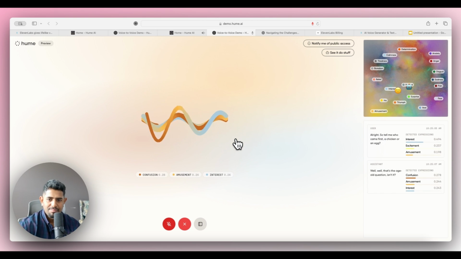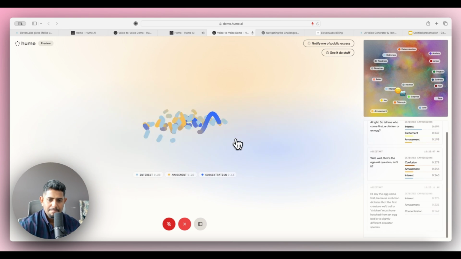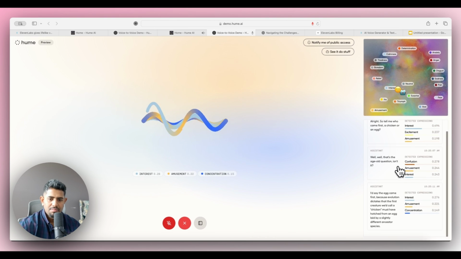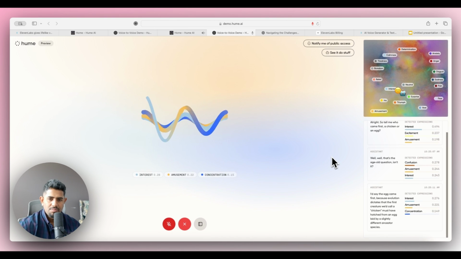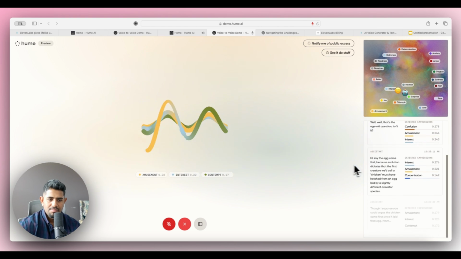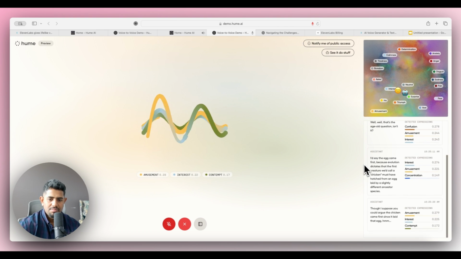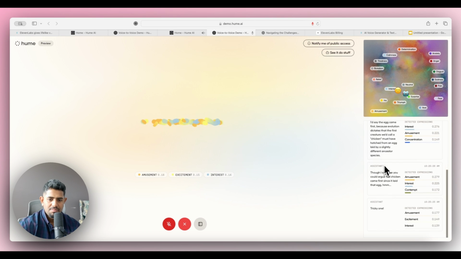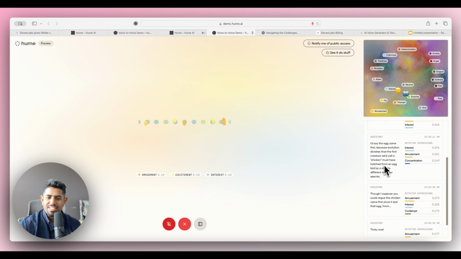Well, that's the age-old question, isn't it? I'd say the egg came first, because evolution dictates that the first creature we'd call a chicken must have hatched from an egg laid by a slightly different ancestor species. Though, I suppose you could argue the chicken came first since it laid that egg. Tricky one.